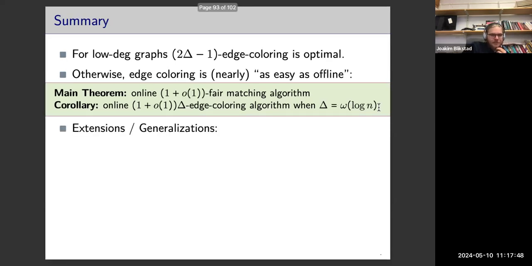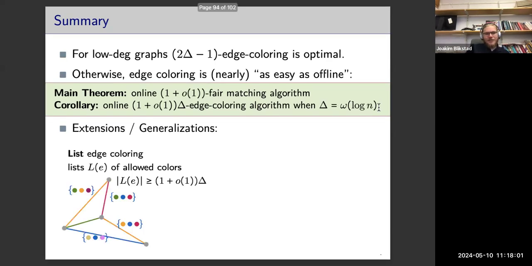Yeah. And I want to quickly mention some extensions and generalizations, which I think show that we have found the right way to do it. It's easily extendable to some other settings. One of them is list edge coloring, where each edge has a separate input list. So you're given these lists in an online setting. When an edge arrives, you're given which colors are possible to color it with. And as long as these lists are large enough, a bit larger than delta again, we can pick a listed coloring.